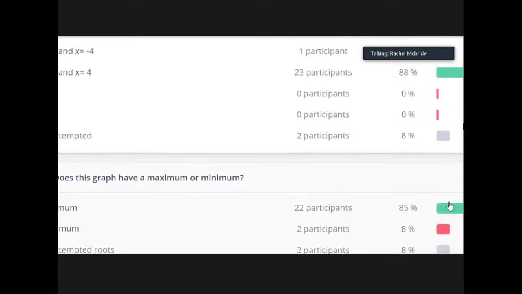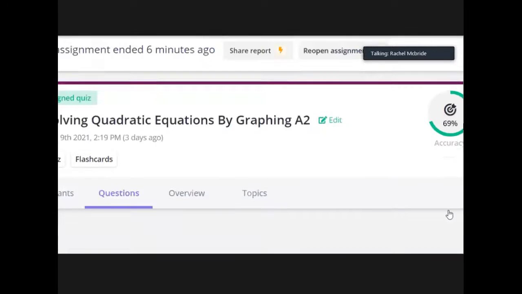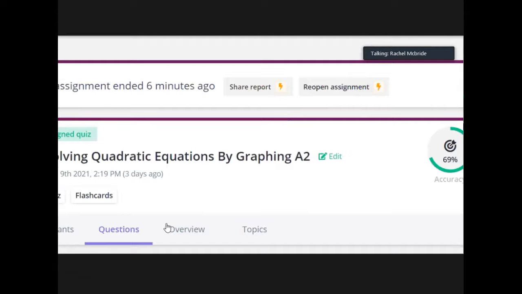So again, overall, we did pretty well with this. Like you can see, a lot of our accuracies are in the 80s and 90s. So pretty much happy with that.